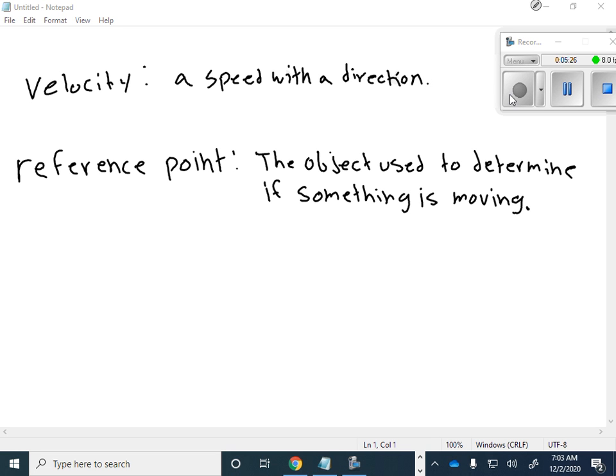Reference point can be very confusing sometimes, but it's really as simple as your motion is determined by whatever other object you decided to compare it to.